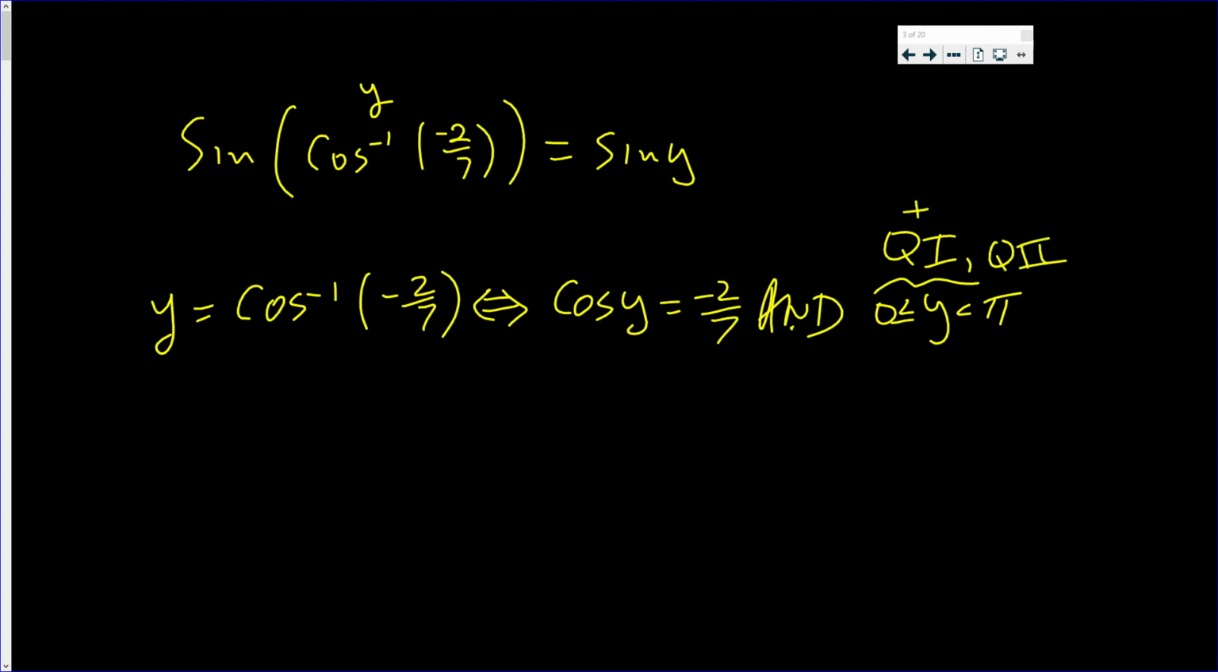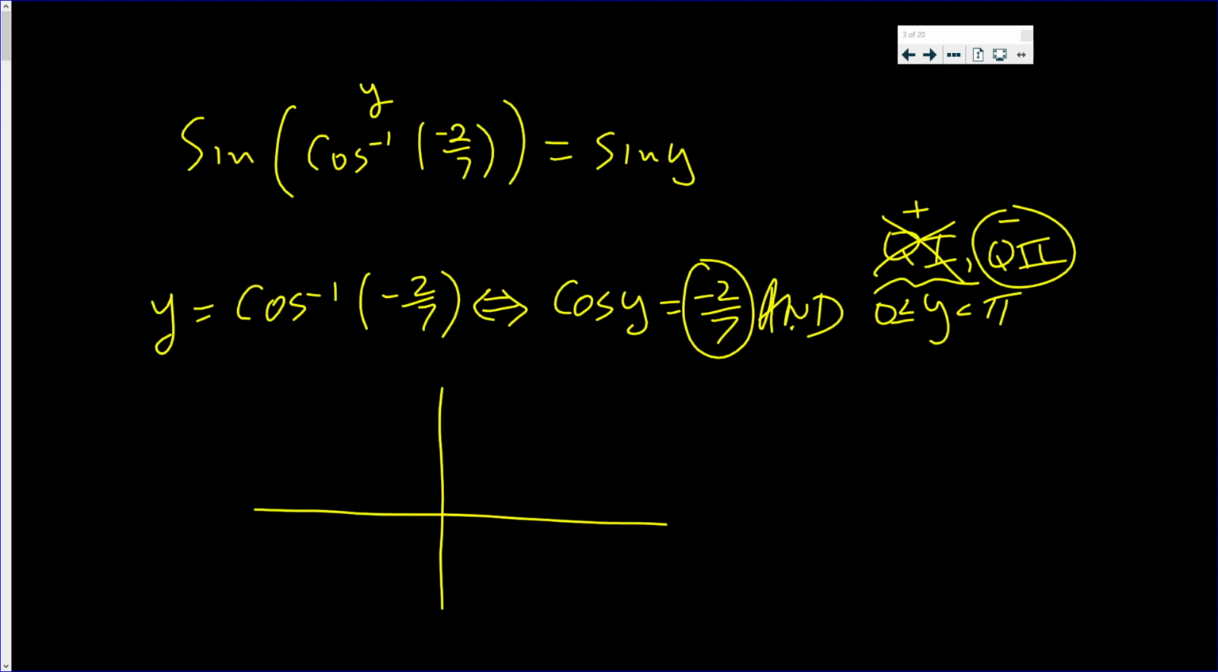Quadrant 1 is always positive. The other quadrant is negative. Oh, we want the cosine to be negative, not positive. So we're in quadrant 2. These are the exact questions you have to ask yourself. So we are in quadrant 2. And we know that the cosine of y is -2/7.